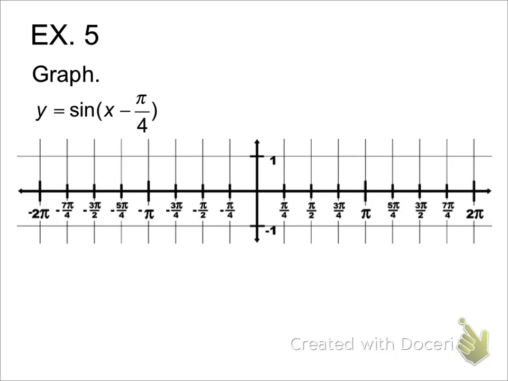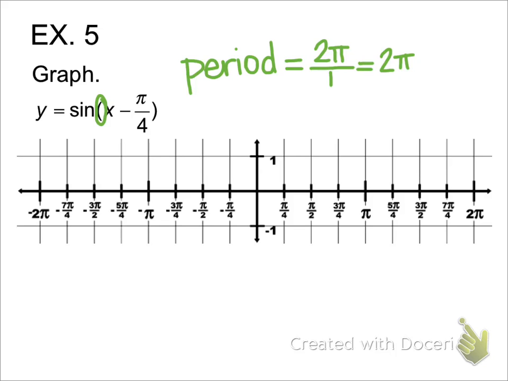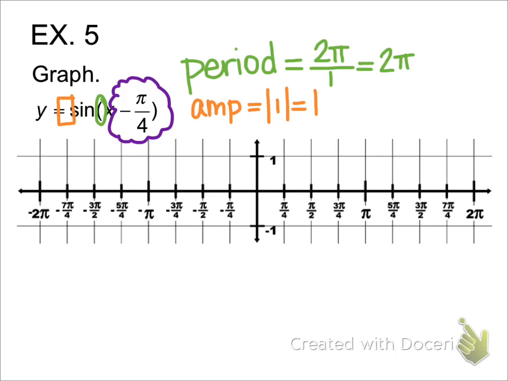Okay, number 5, y equals sine of x minus pi over 4. So we've got a period of 2π divided by the coefficient of x, which is 1, so that's just 2π. The amplitude is going to be the absolute value of the leading coefficient, which will be 1, so that's just 1. And then on this one, notice that it's got a minus pi over 4 in parentheses, so that's going to be a horizontal shift, pi over 4 right, okay?